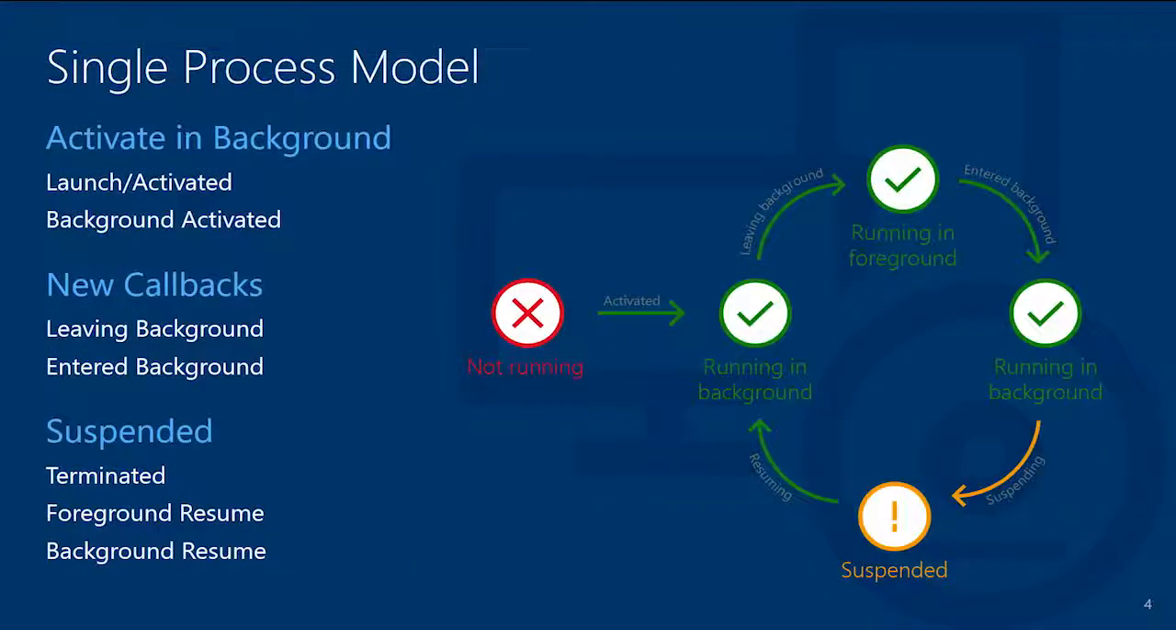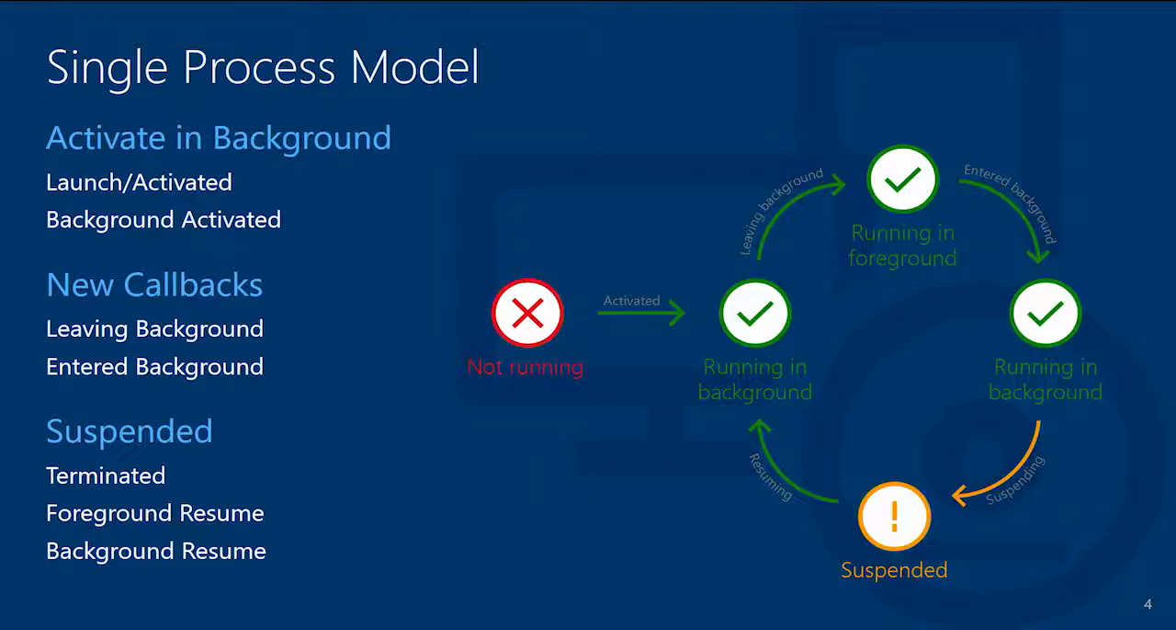So the single process model, if you're not already familiar, enables you to write your entire app, all background activity, all foreground activity, in one single process. In this, you would activate your app in the background, whether it's going to be launched in the foreground or whether it's just handling a background trigger. And then you would be activated by either a launch, an activated, or background activated callback, and you would be running in the background for a very short period of time.